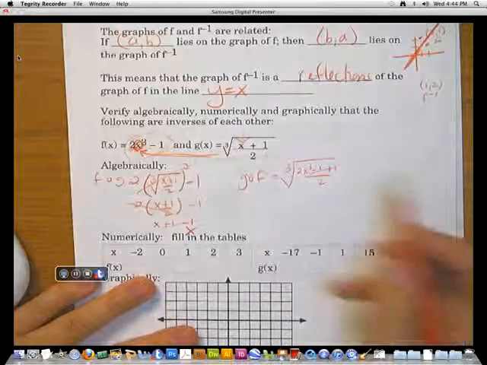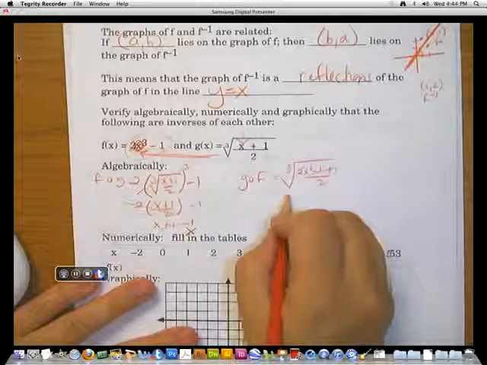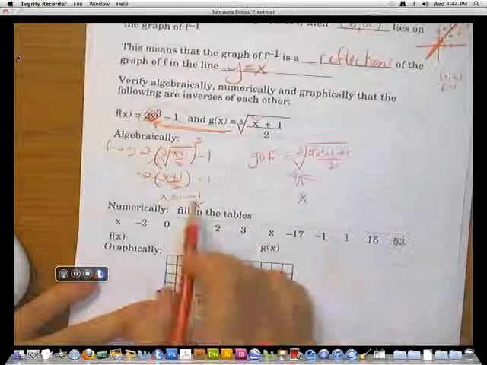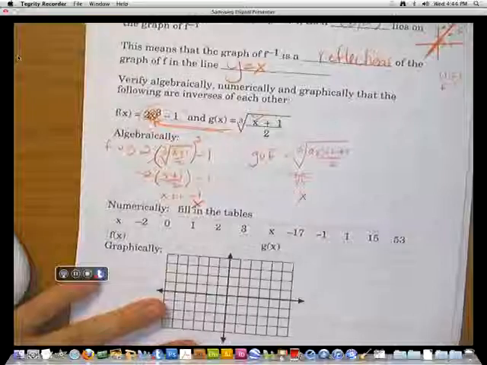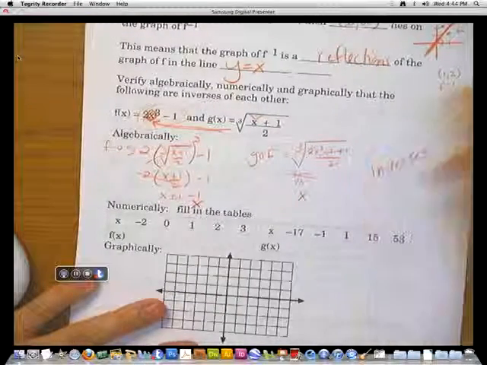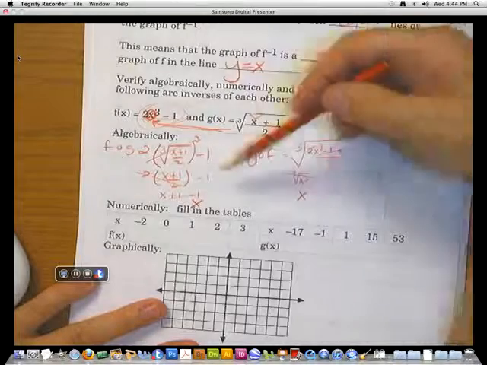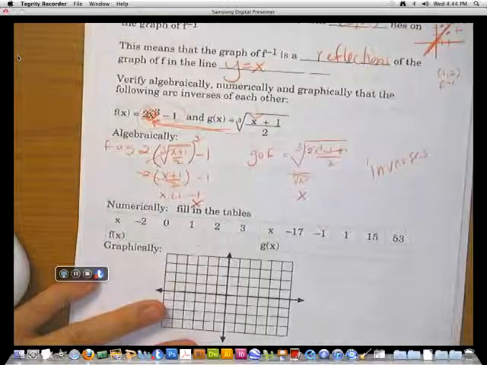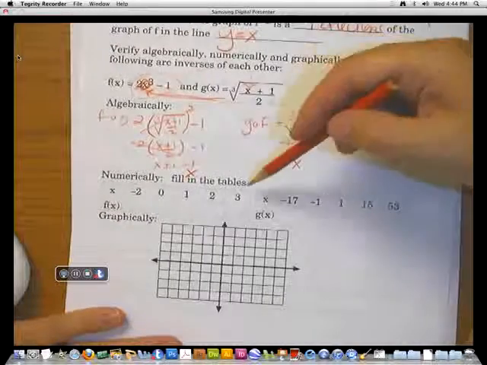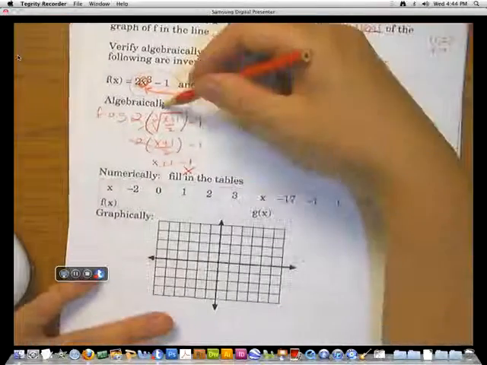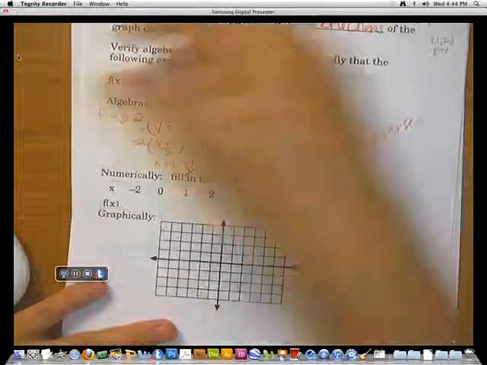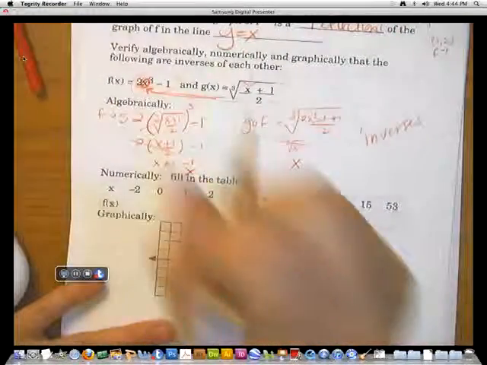So the 1's go away, the 2 cancels, so the cube root of x cubed is just x. We've proven that f and g are inverses of each other because they give the identity function of x and x. Numerically, I could prove this. So this is algebraically. Numerically, I can fill this in by doing my substitution.